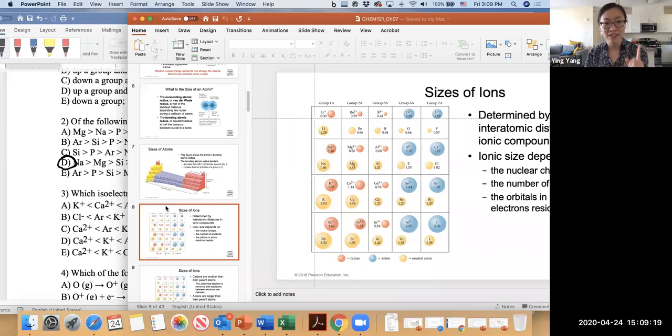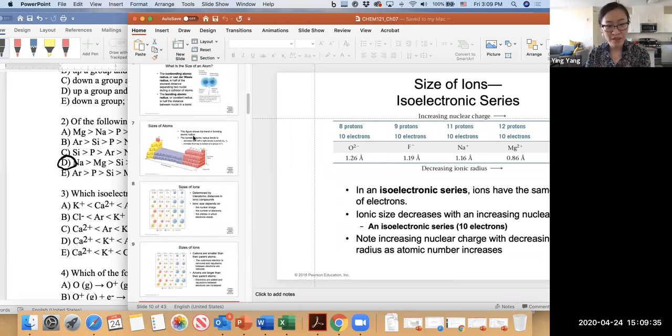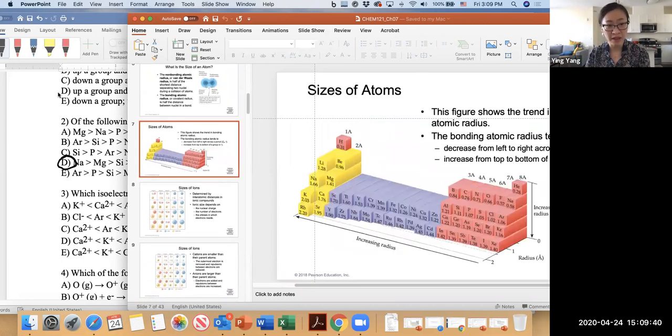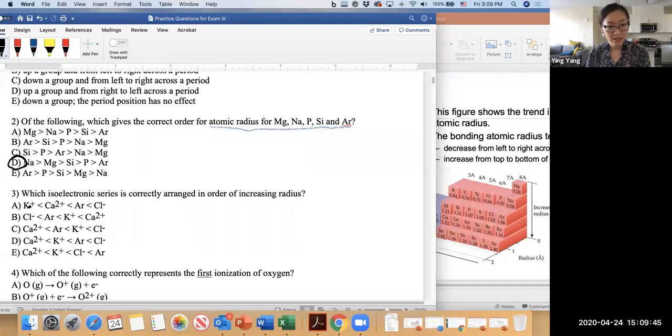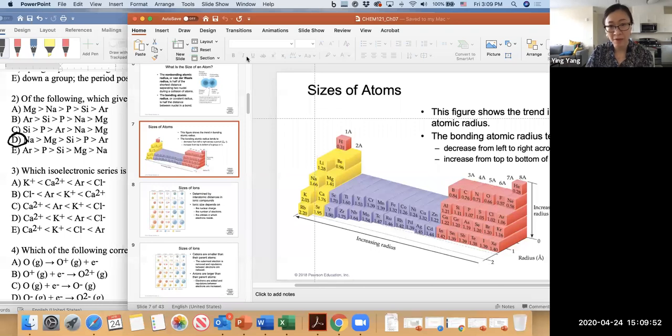But in this question, the tricky part, actually what makes the question easier, is that they are an isoelectronic series, meaning they have the same number of electrons. So I'm going to go back to this periodic table again and take a look at this. So what atoms do we have? We have potassium. Let me label them over here.